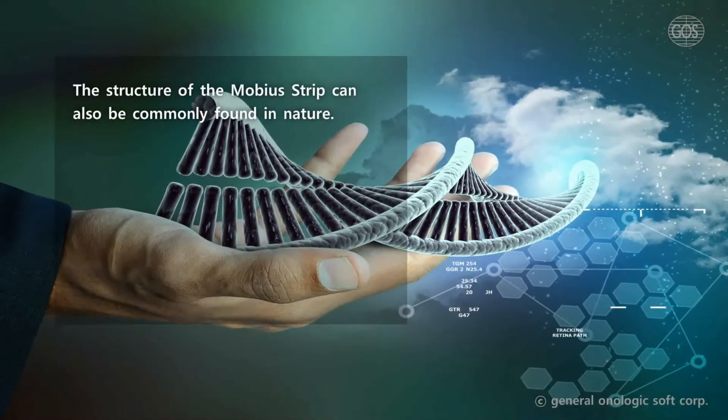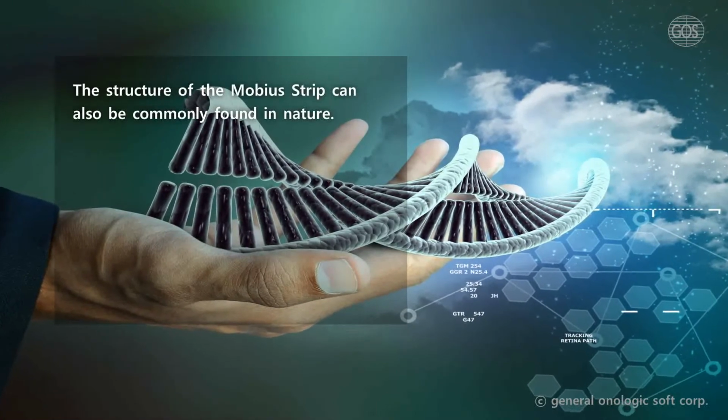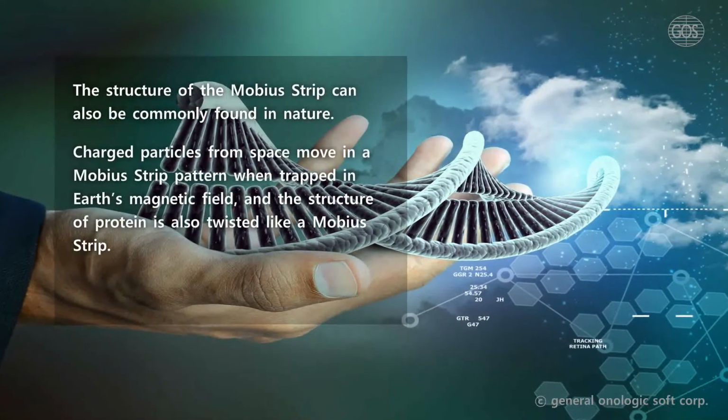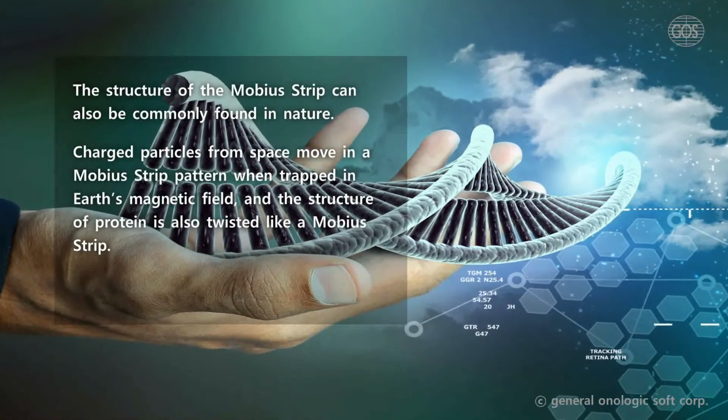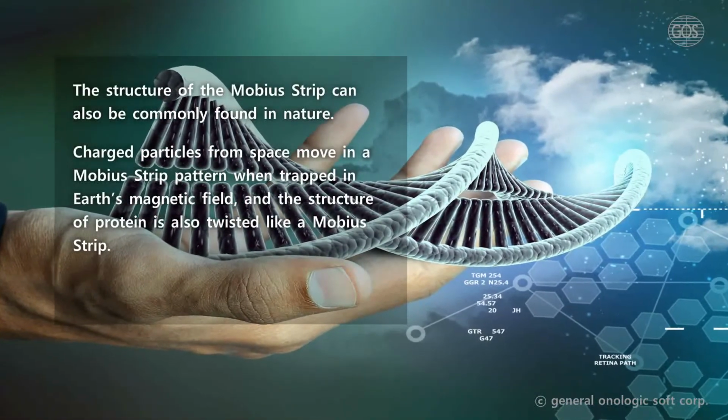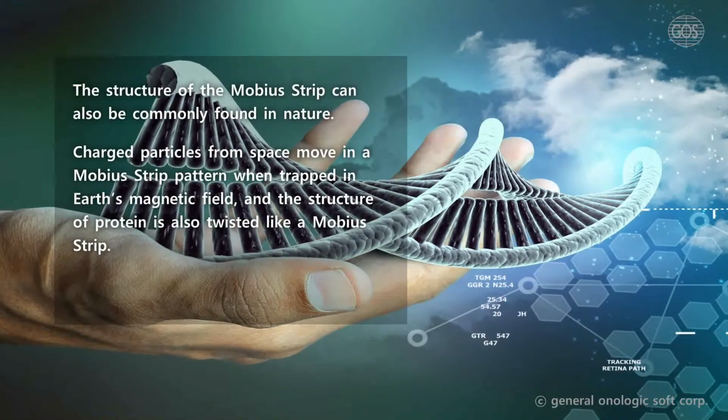The structure of the Mobius strip can also be commonly found in nature. Charged particles from space move in a Mobius strip pattern when trapped in Earth's magnetic field, and the structure of protein is also twisted like a Mobius strip.